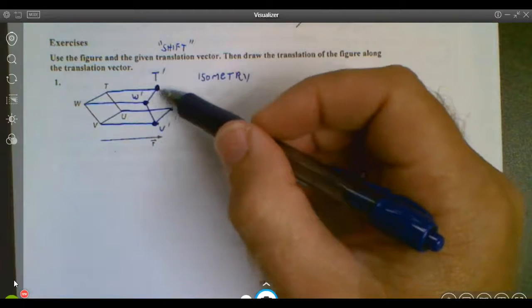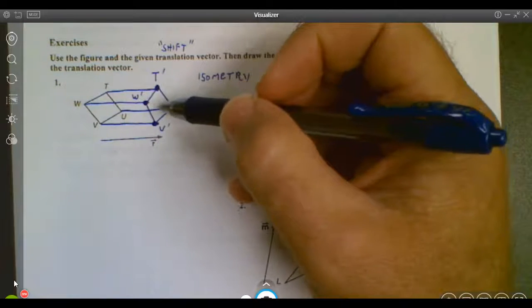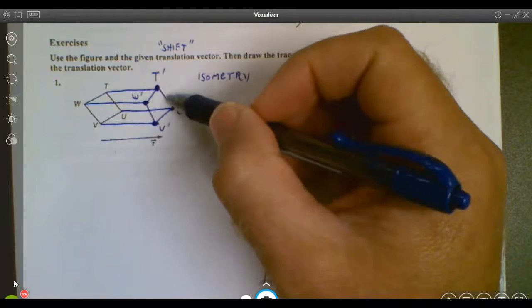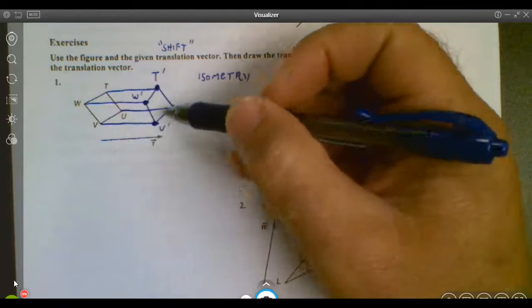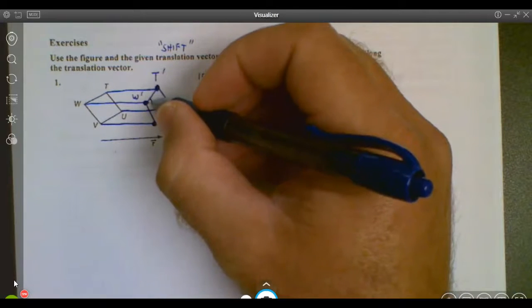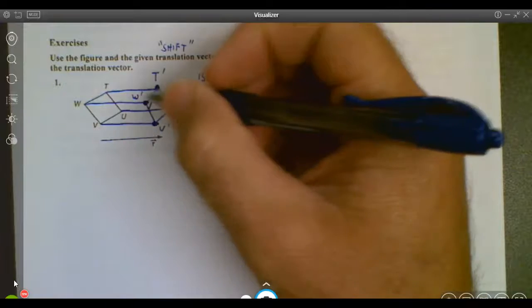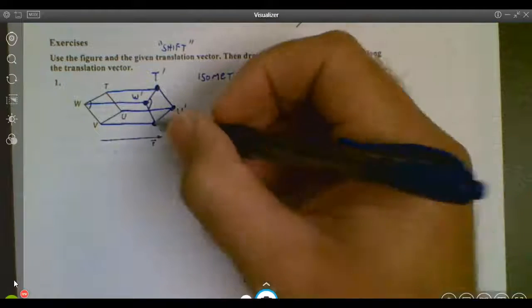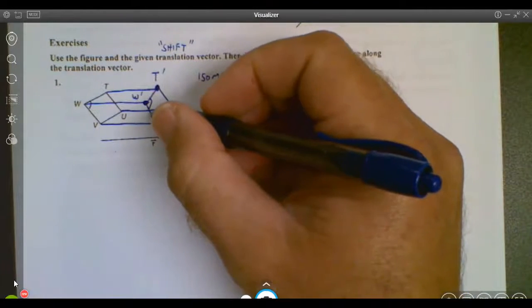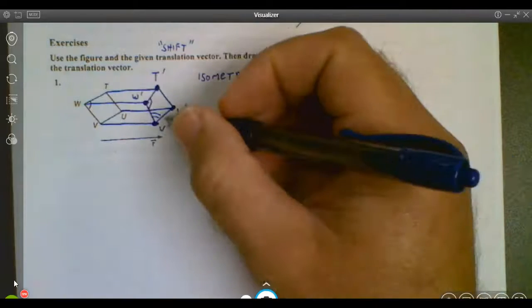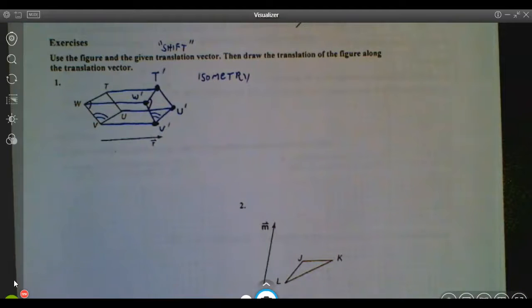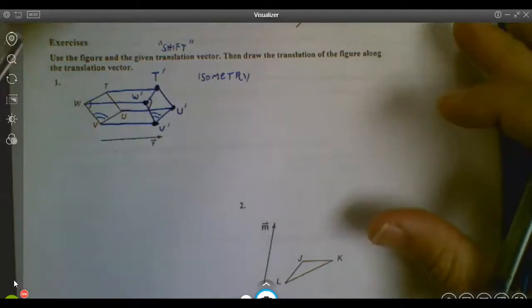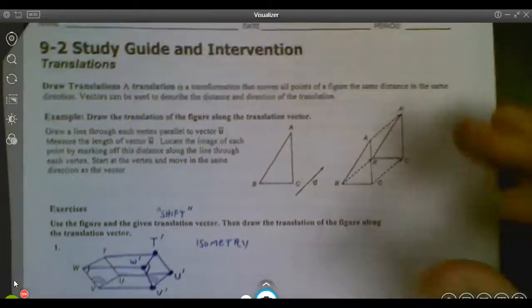The 4 lengths, and I know mine's a little crooked because I'm not an artist here, but the 4 lengths of my image should be congruent to the 4 lengths of my pre-image, and the angles as well. So angle W prime should be congruent to angle W, right? Like VW, V prime W prime would be congruent to VW, right? All of my corresponding parts should match. They should all be congruent to the original. So anyway, that's the idea of a translation by vector.